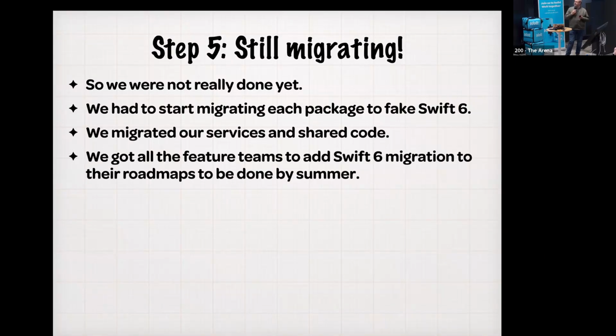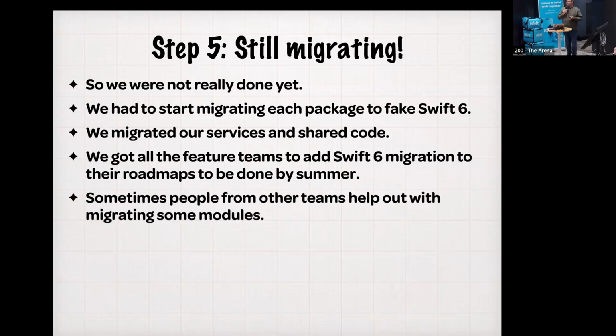Then we get into the politics. We got all the feature teams to add the Swift 6 migration to their roadmaps and to be done by summer. This was happening around New Year's-ish time. So we got the teams to promise that they will get all their code migrated by summer. And in practice, people from other teams, if they didn't have anything to do, they could go and help out some other team with doing the migration. The migration was basically go to your Swift package, add all of these flags, start fixing warnings and errors.